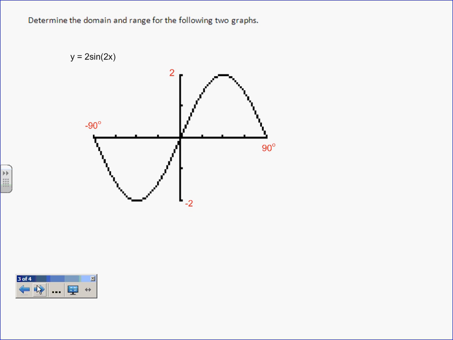Anybody remember domain and range? Normally I just put a D and an R. Domain is the X values, yep, and range is the Y. Or some people do say domain is the first value and range is the second, in case you have different letters than X and Y, which is fine.